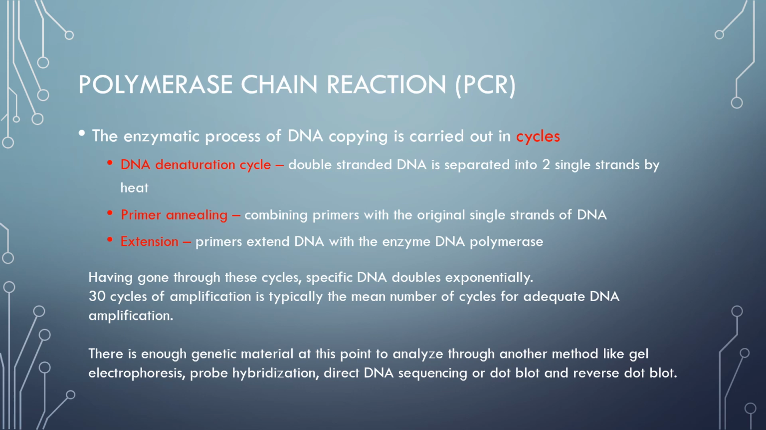30 cycles of amplification is typically the mean number of cycles for adequate DNA amplification in order for us to study that little bit of DNA a little bit more specifically. There's enough genetic material at this point to analyze through another method like gel electrophoresis, probe hybridization, direct DNA sequencing, or dot blot and reverse dot blot, and we'll talk about those here momentarily.